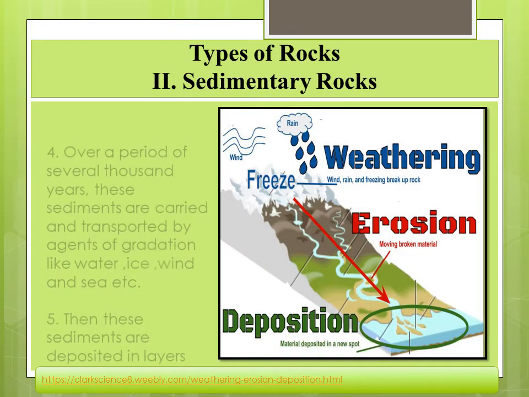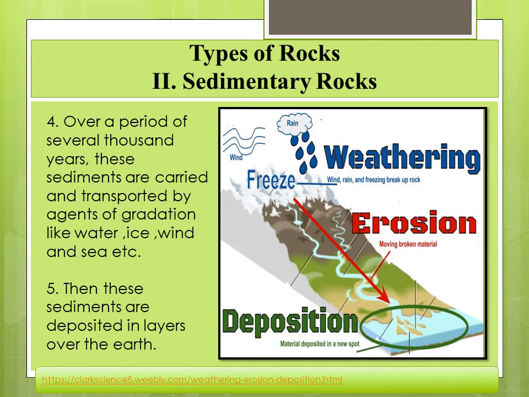Over a period of several thousand years, these sediments are carried and transported by agents of gradation. Agents of gradation means like water, ice, wind, and sea, etc. This process of transportation of sediments is called erosion. Then these sediments, means pieces of rocks, are deposited in layers over the earth. Deposited means jama ho jana. This process is known as deposition.